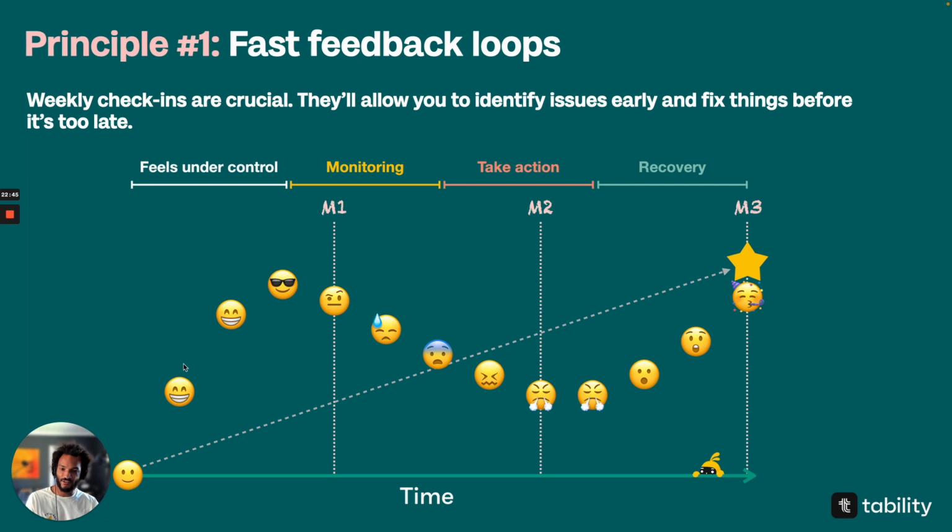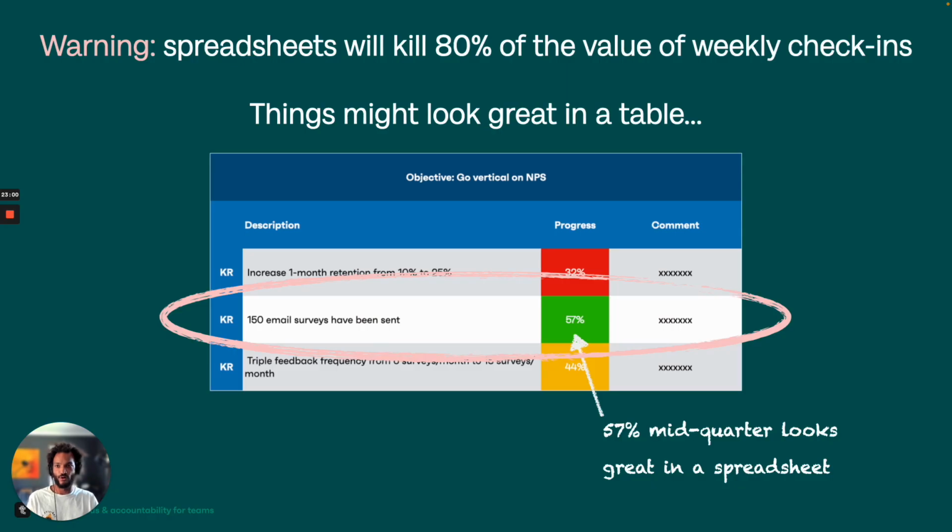I'm going to give you a graph that illustrates that. Weekly check-ins help you have enough data points that you can understand when things are not going too well and fix things before it gets too late. So when I see a company using a spreadsheet to track OKRs on a monthly basis, this is the problem that you're going to be facing. You're going to look at things in a table like this, and mid-quarter, you might see something like this.